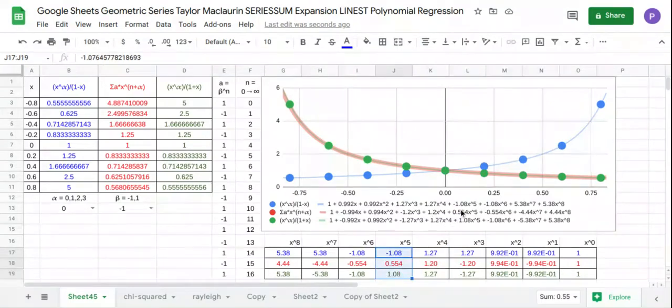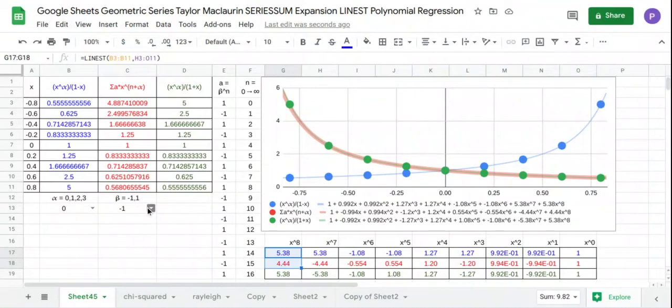X to the fifth, negative 1.08, 0.554, 1.08. X to the sixth, negative 1.08, negative 0.554, negative 1.08. X to the seventh, negative 5.38 or positive 5.38, 4.44, negative 5.38. And this is 5.38, 4.44, 5.38.